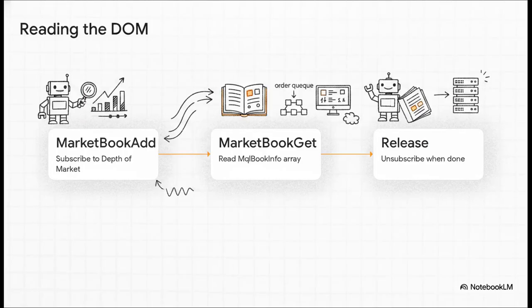So to access that crowd, your robot has to follow 3 vital steps. First, it uses MarketBookAdd to actively subscribe to those depth of market events. Second, it uses MarketBookGet to take a snapshot of that order queue, reading it directly into an array. And third, like a good, polite citizen, it absolutely must use MarketBookRelease to unsubscribe and close the book when it's done. You've got to free up those terminal resources.